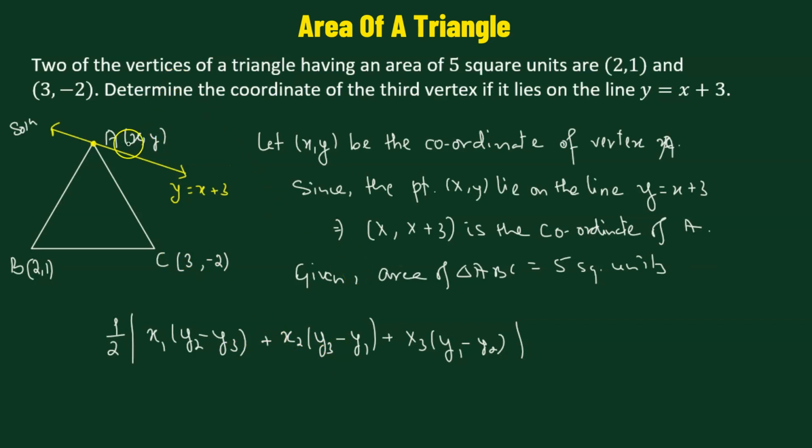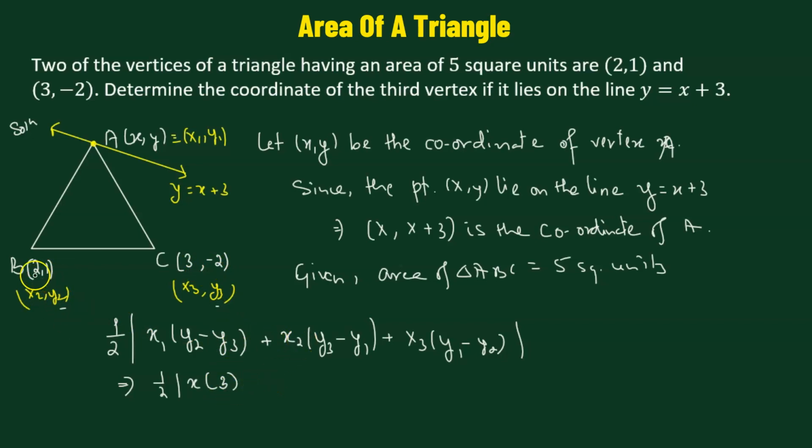So we will start with A. We will consider A to be (x1, y1), let B be (x2, y2) and C be (x3, y3). The choice of these vertices is independent. So now we have the area, which is half multiplied to, we need x1. Here x1 corresponds to x. So we have x multiplied to y2 minus y3. So that's 1 minus negative 2, which is going to be positive 3.